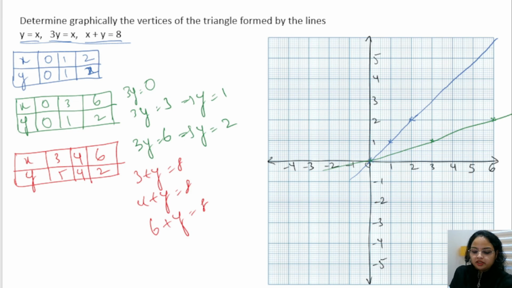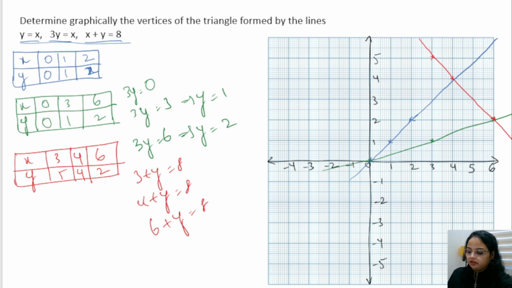Now we will represent the third line. If x is 3, y is 5. x is 3 and y is 5. This one. If x is 4, y is 4. And if x is 6, y is 2. This point. We will join them.